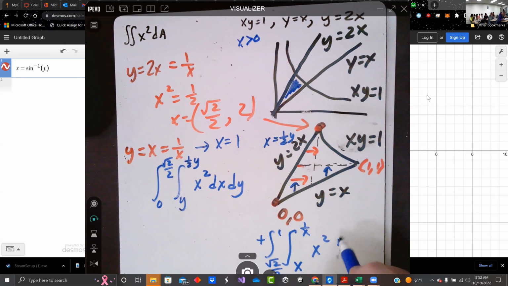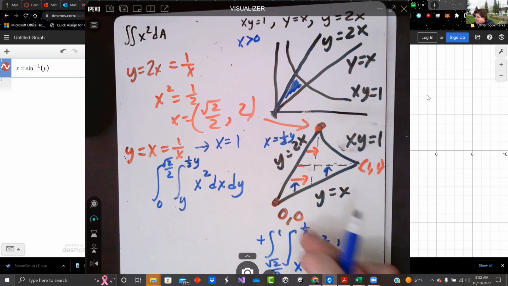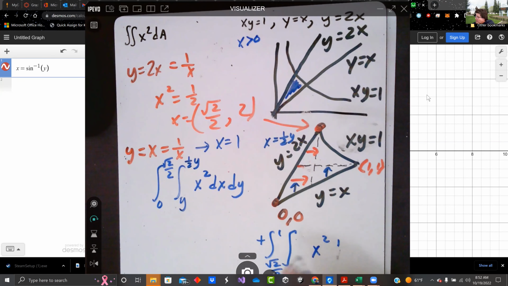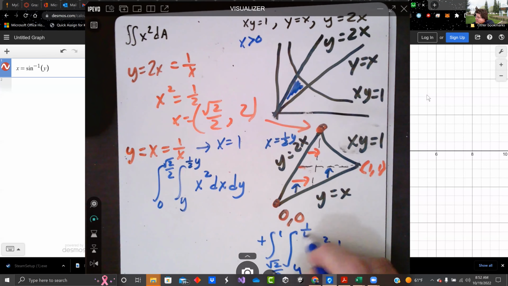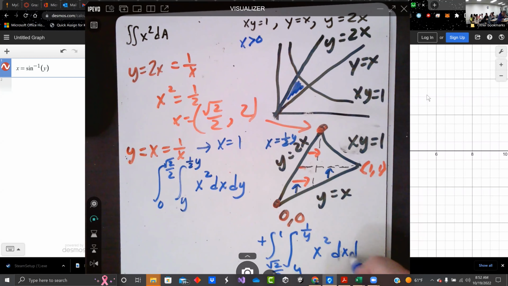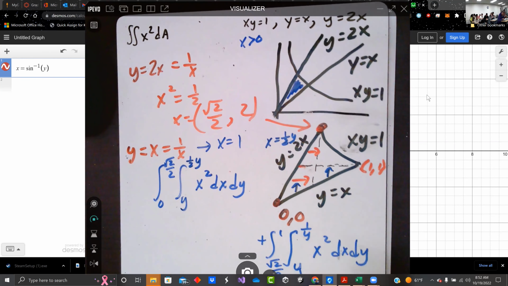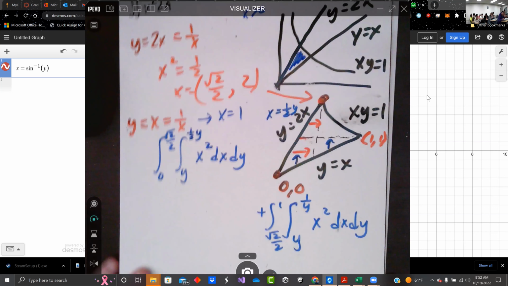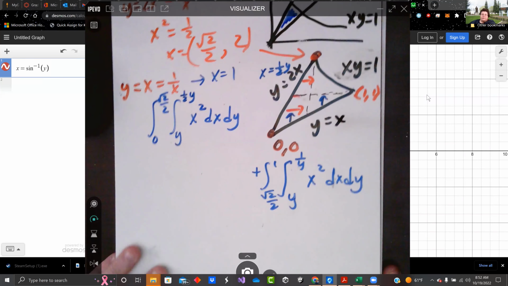I don't know what I'm doing. Nope, got this backwards. It's y and 1/y. So I've got two integrals.